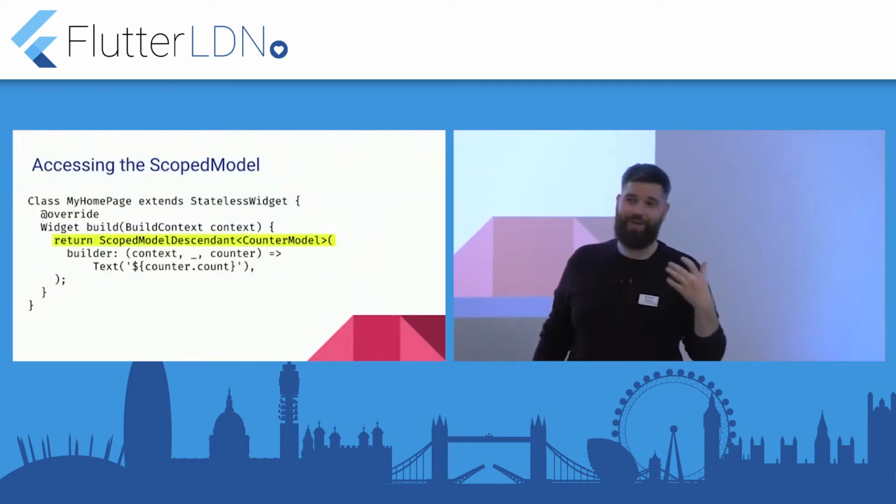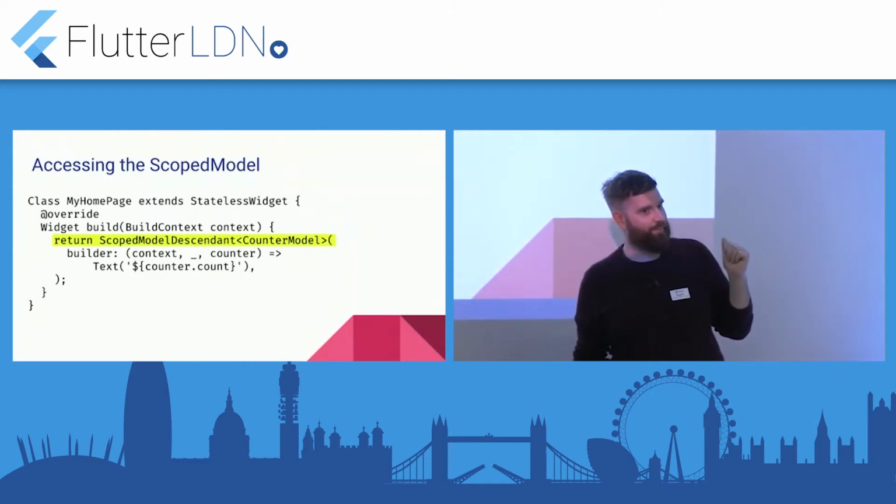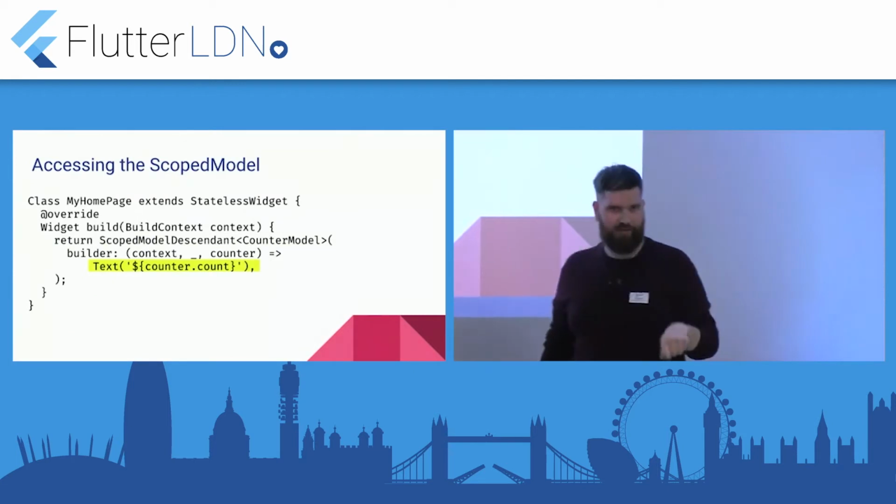And to be honest with you, this is actually a really nice way of providing access to your model, especially if you need to maybe get 2 or 3 models within a single build method, rather than having some crazy wrapping, you can just use the ScopedModel.of method. But there's an interesting thing: ScopedModel provides another way to get the model, and that's this ScopedModelDescendant widget. It's a total mouthful, but basically what it will do is do that process for you, where it will look up the tree and find it for you. And then anytime the ScopedModel changes, it'll run this builder function and create the new text for you.